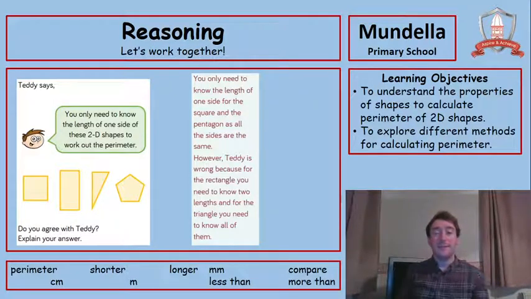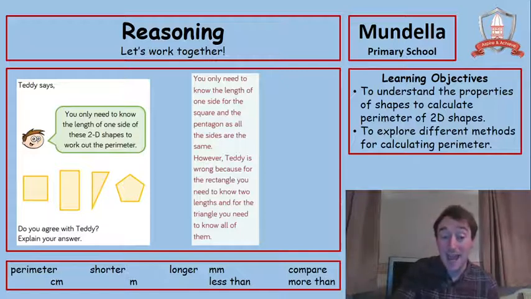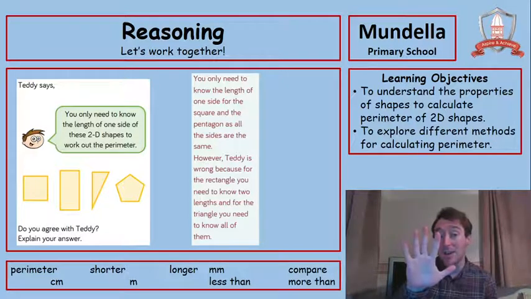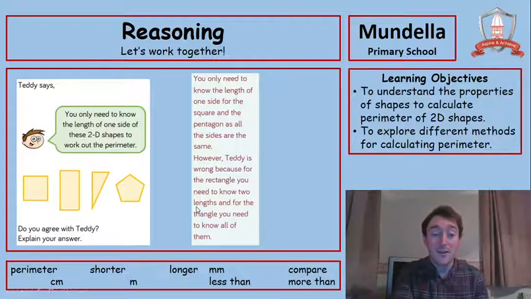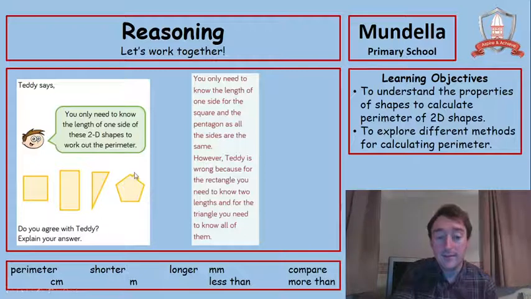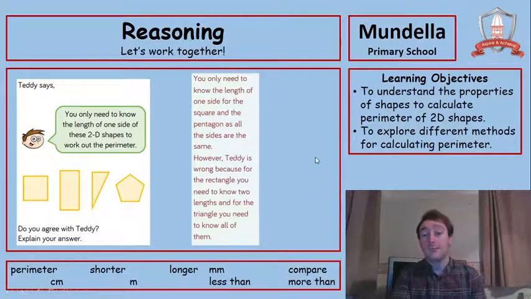Now, what's a pentagon, you ask? Well, a pentagon is a 5-sided shape. Okay, can you see any 5-sided shapes here? Yeah. 1, 2, 3, 4, 5. This is a pentagon. And all of the sides of a pentagon are the same.